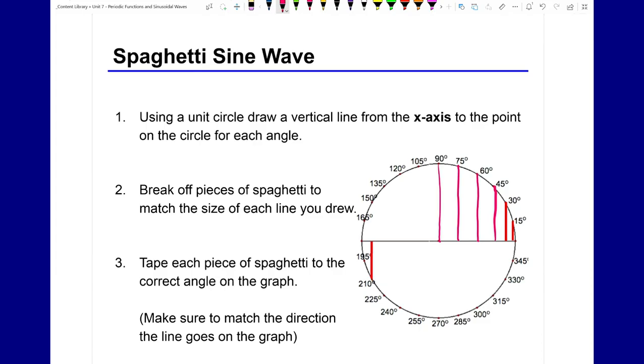Next, I'm going to break off pieces of spaghetti to match the size of each line that we drew. And then we're going to tape each piece of spaghetti to the correct angle on our graph, making sure that we match the direction the line goes on the graph. So for these ones, because they're above the x-axis or above our diameter, they'd be going up. And everything past 180 would be going down from our x-axis.